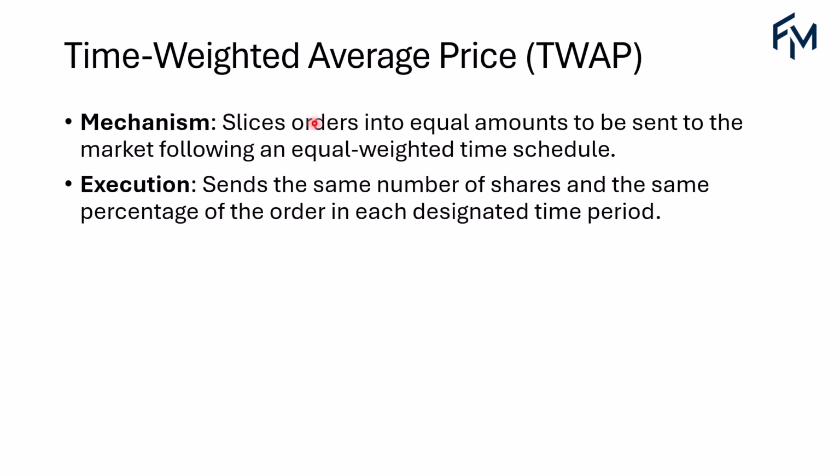Finally, we have the time-weighted average price, or TWAP, algorithm. The mechanism here is very straightforward. It slices your order into equal amounts to be sent to the market following an equal weighted time schedule. Unlike the other algorithms we have looked at, TWAP doesn't try to time the market based on volume or liquidity. Instead, its execution is completely constant. It sends the same number of shares and the same percentage of the total order in each designated time period until the job is done.